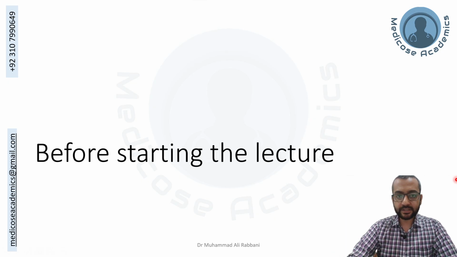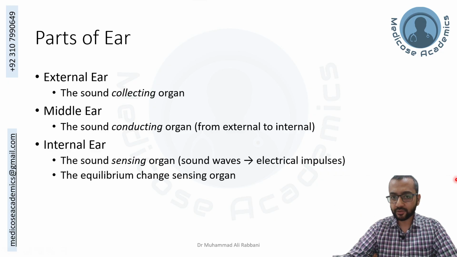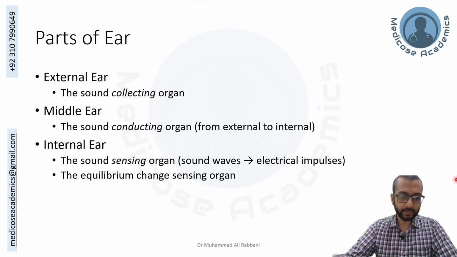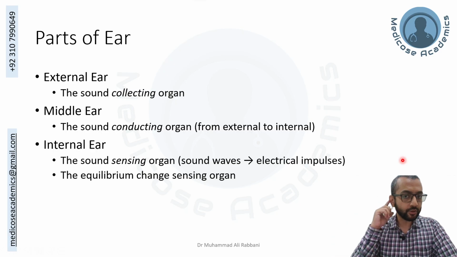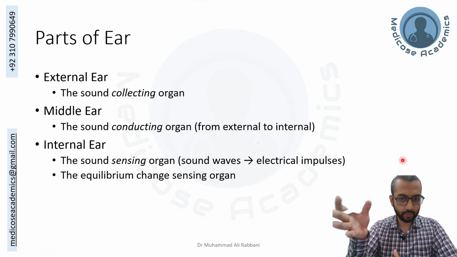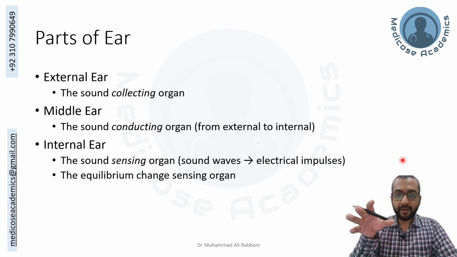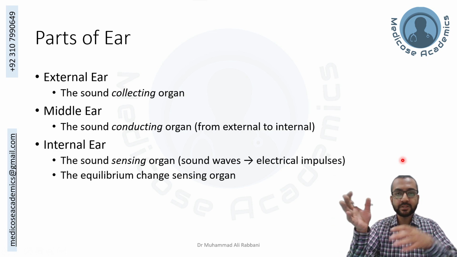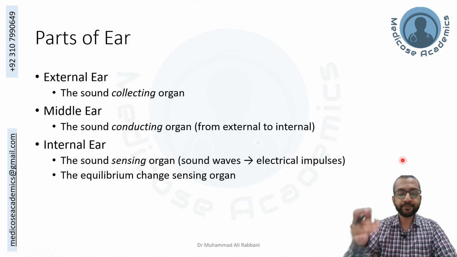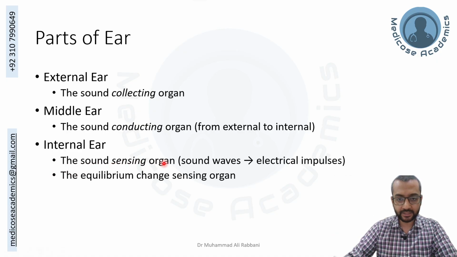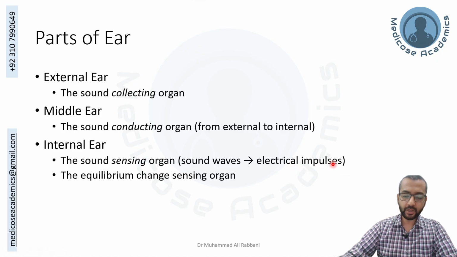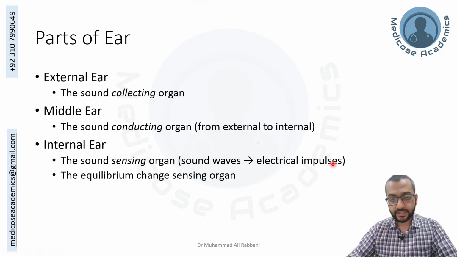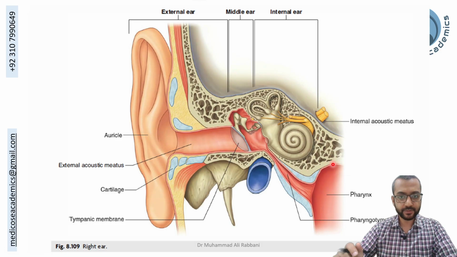Before starting the lecture, I wanted to show you what the parts of the ear are and where we want to get to by the end of this lecture. The ear consists of three parts. The external ear, consisting of the pinna and the meatus, is the sound collecting organ. The middle ear, having the tympanic cavity and the ossicles, conducts sound from the eardrum to the inner ear. The inner ear is the sound sensing organ. Here the transduction occurs, where the mechanical sound waves are converted into electrical impulses. Additionally, the inner ear also contains the organs for equilibrium.